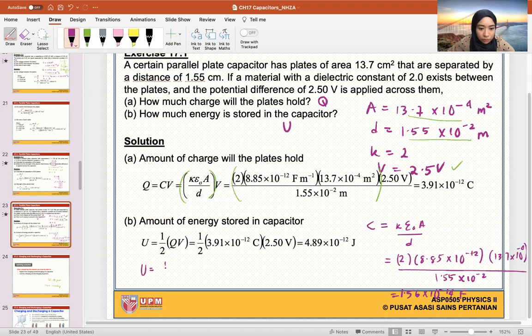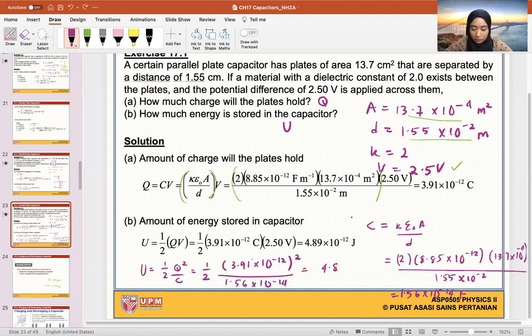U should be equal to 1 over 2 Q squared over C. 1 over 2, what is Q? Q is 3.91 times 10 to the minus 12 squared over C, 1.56 times 10 to the minus 14. Okay. This times 2. Then we have 3.91 times 10 to the minus 12 squared divided by answer. We get 4.89 times 10 to the minus 10 joules.